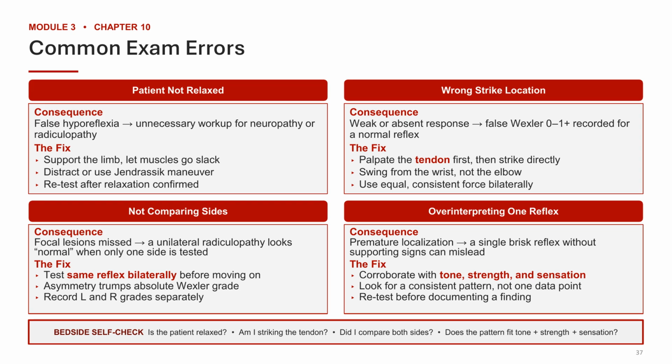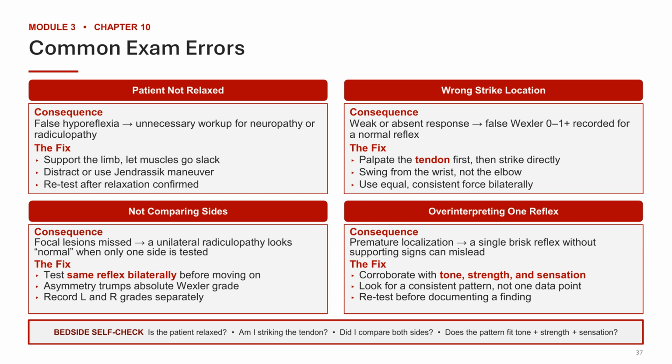Error 3. Not comparing sides. The consequence is that focal lesions are missed. A unilateral radiculopathy looks perfectly normal if you only test one side. The fix? Test the same reflex bilaterally before moving on. Record left and right separately, and remember that asymmetry outweighs the absolute grade.